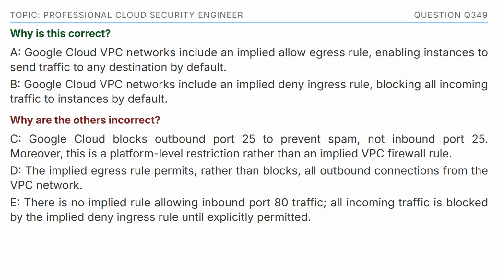Why are the others incorrect? C. Google Cloud blocks outbound port 25 to prevent spam, not inbound port 25. Moreover, this is a platform-level restriction rather than an implied VPC firewall rule. D. The implied egress rule permits, rather than blocks, all outbound connections from the VPC network.